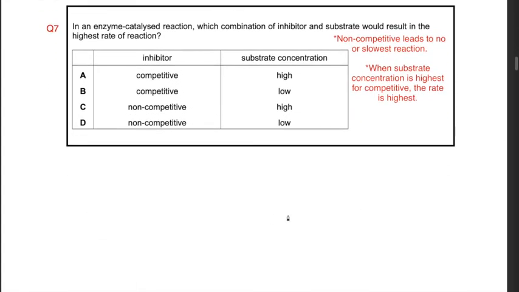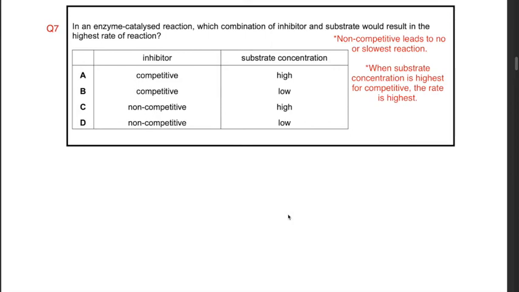Question 7. In an enzyme catalyzed reaction, which combination of inhibitor and substrate would result in the highest rate of reaction? Key thing you should know is that non-competitive inhibitors lead to no or the slowest reaction. Therefore, answers having non-competitive inhibitors are incorrect, leaving us with either A or B. When substrate concentration is highest for competitive, then the rate of reaction is highest. And since the question asks which would result in the highest rate of reaction, the answer is A.